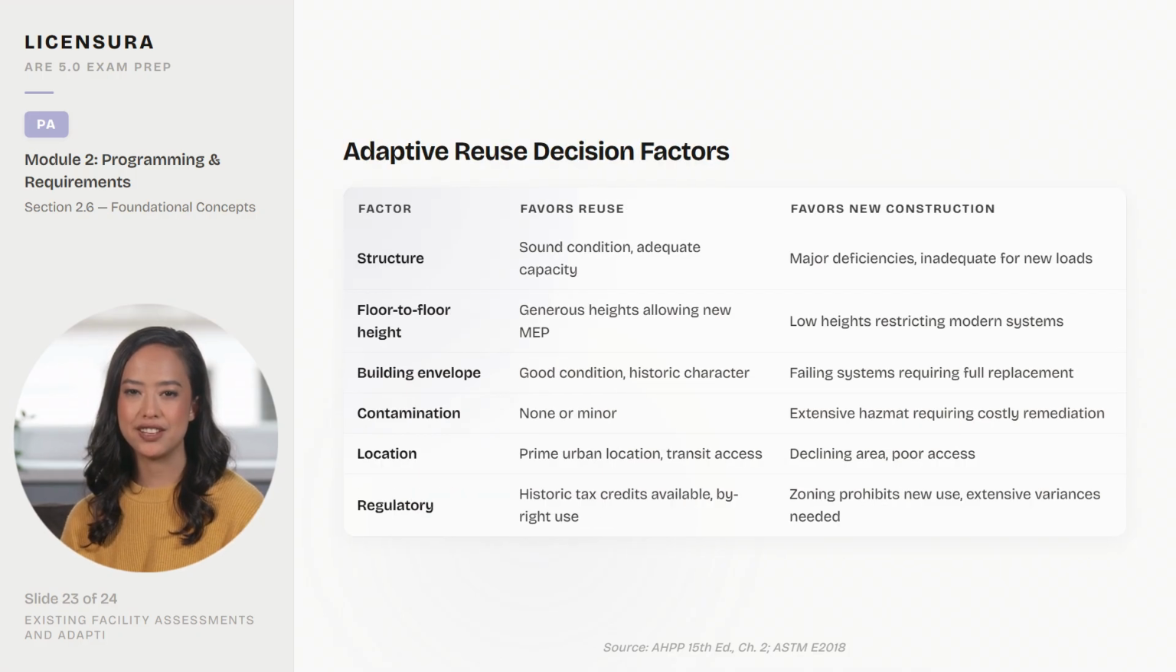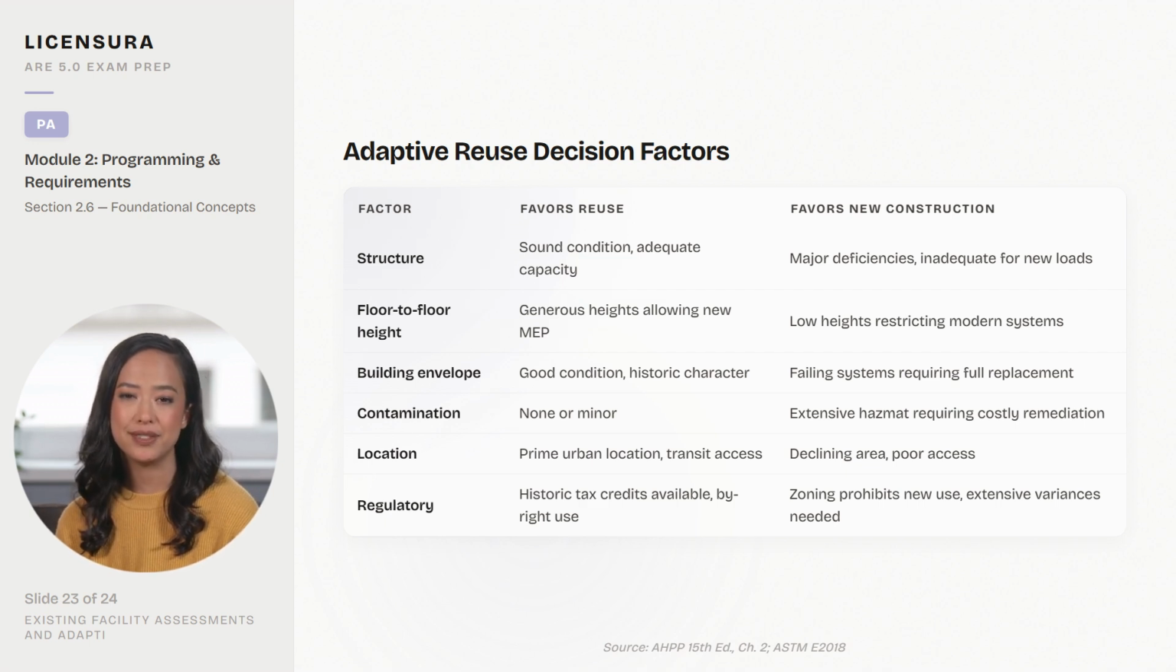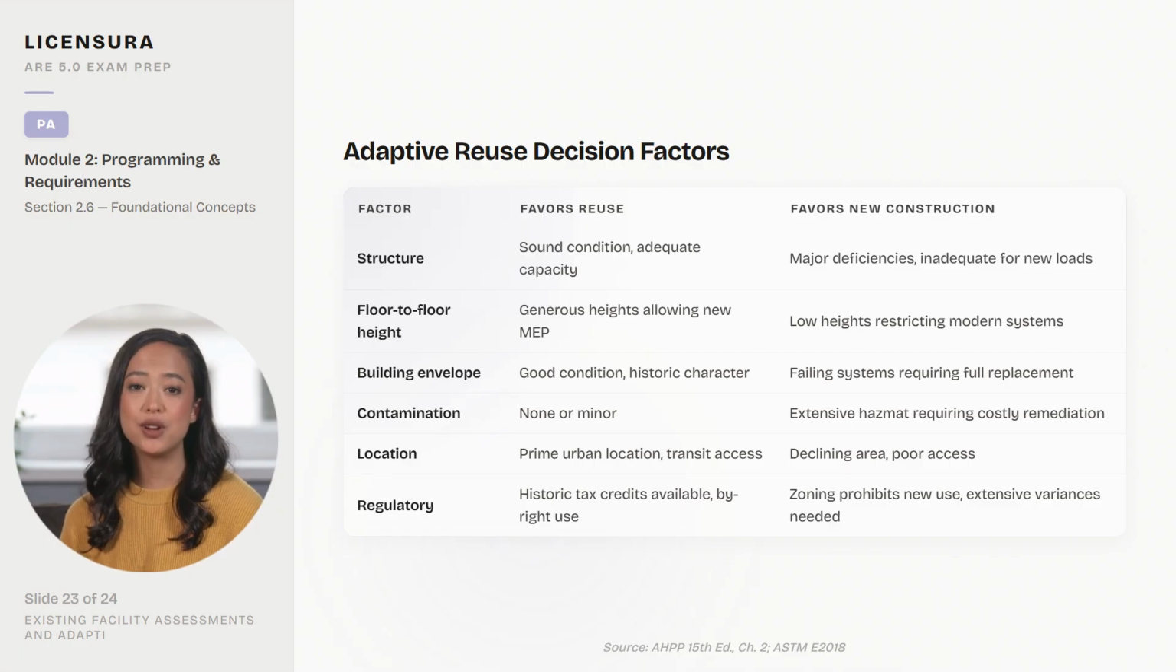The Adaptive Reuse Decision Factors table helps determine whether renovation or new construction makes more sense. Sound structure with adequate capacity favors reuse. Generous floor-to-floor heights that can accommodate modern MEP systems favor reuse. Good building envelope condition favors reuse. But extensive contamination, low floor heights that restrict modern systems, or declining locations all favor new construction. Historic tax credits can tip the financial balance toward reuse.